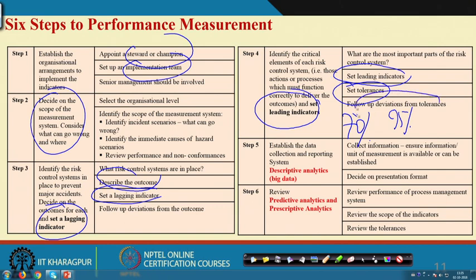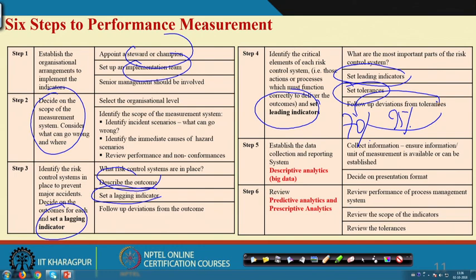It is something like tolerances. While manufacturing a component, if you put very tight tolerances, then the cost will be very high. Similarly, here also, if you put very tight tolerances on the leading indicators, then the efforts will be very high.